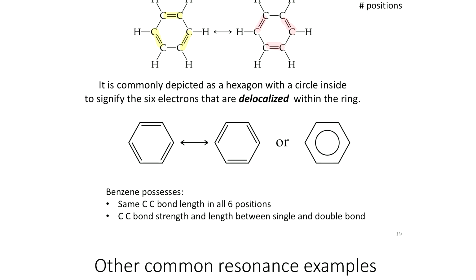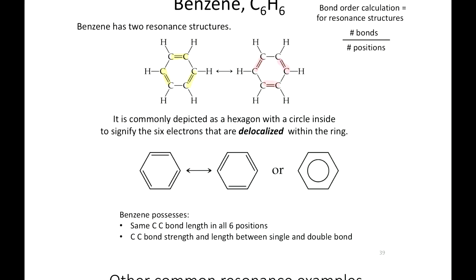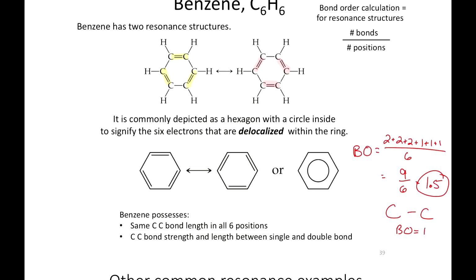Instead, what we find is resonance structures. So we can calculate the bond order here. There are 3 double bonds and 3 single bonds, all swapping positions across 6 different positions. So if we wanted to calculate bond order, 6 plus 3 is 9, so this is 9 over 6. This is equal to 1.5. So what we see is that those carbon-carbon bonds have a bond order of 1.5.